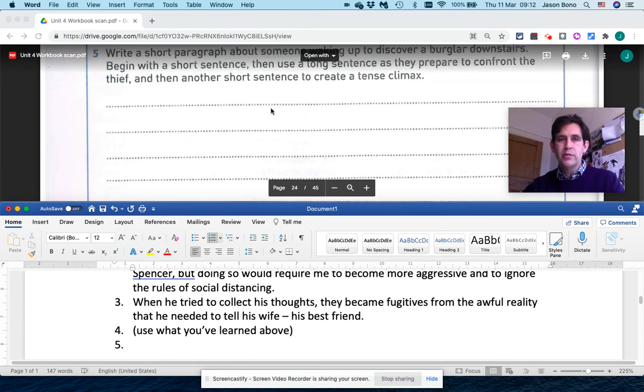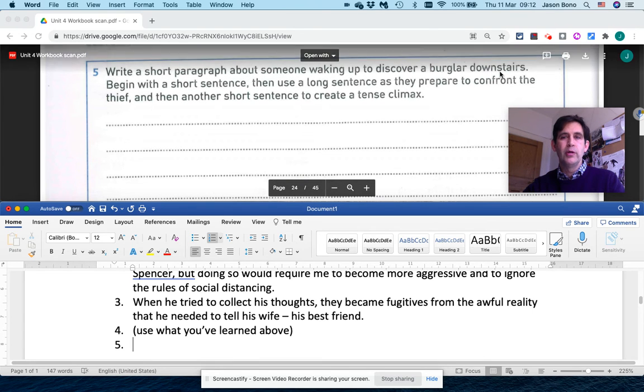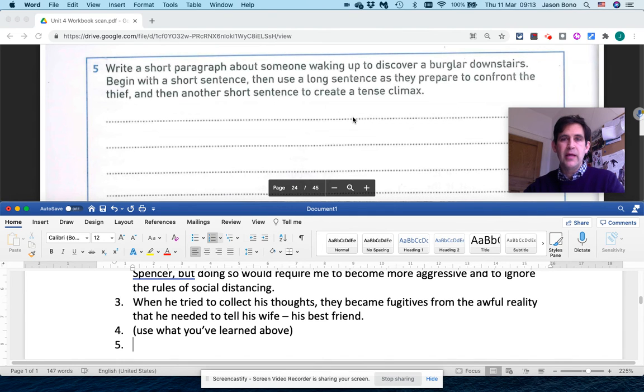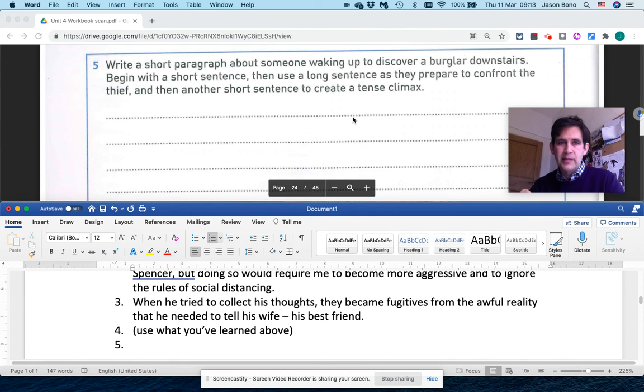Now, write a short paragraph about someone waking up to discover a burglar downstairs. Begin with a short sentence. Hopefully, this has never happened to you. Then use a long sentence as they prepare to confront the thief, and then another short sentence to create a tense climax. Okay, so start with a short sentence, use a long sentence as they prepare. So this is describing what's happening as they get ready to confront the thief, and then a short sentence to create a tense climax. Okay, sort of punchy. What happens?